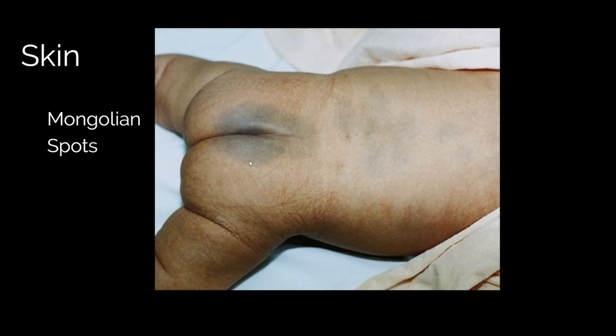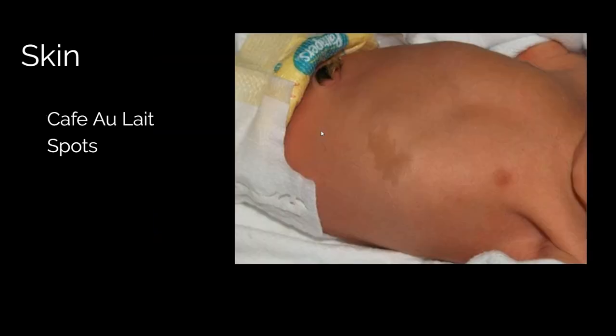Rest assured. These are Mongolian spots, totally normal. In most babies of color, you will find them, and in some Caucasian babies as well. They should just be noted. They are not bruises. They will disappear by about 3 years of age, somewhere in the preschool years.